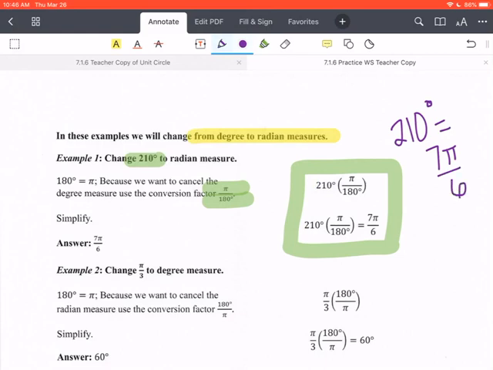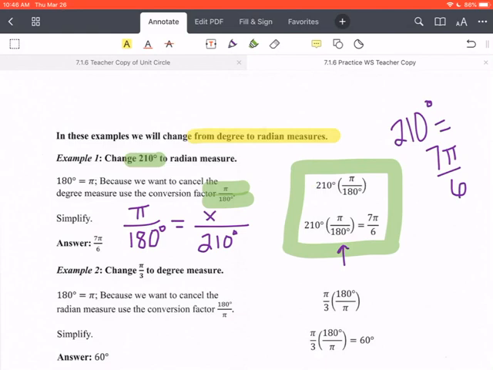However, if you forget, I taught you this before break, you can just set up a proportion. We know that pi is equivalent to 180 degrees, so we want to know what radian measure is equivalent to 210 degrees. You have to put the same unit in the same places, and then you can use cross multiplication. But sometimes the algebra can get messy, so it might be nice to just know that you always multiply your degrees by pi over 180. That's a trig fact that we need to know.